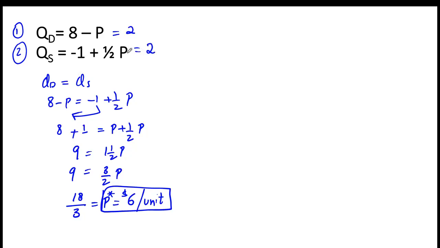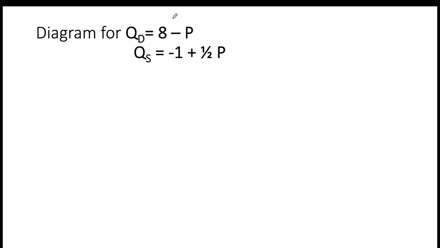Because remember, at equilibrium, both curves are intersecting at the exact same point. So quantity demanded is exactly equal to quantity supplied at the equilibrium price of $6 per unit. So that's our Q star. We can now draw it on our diagram.